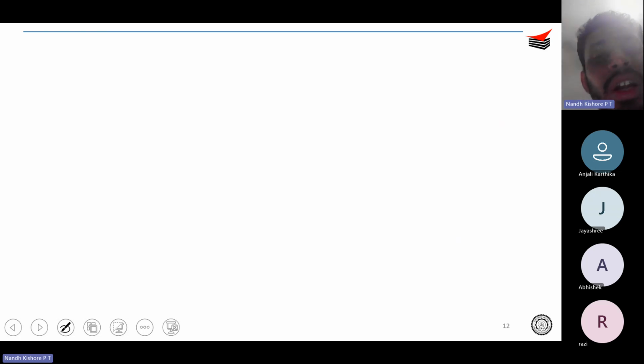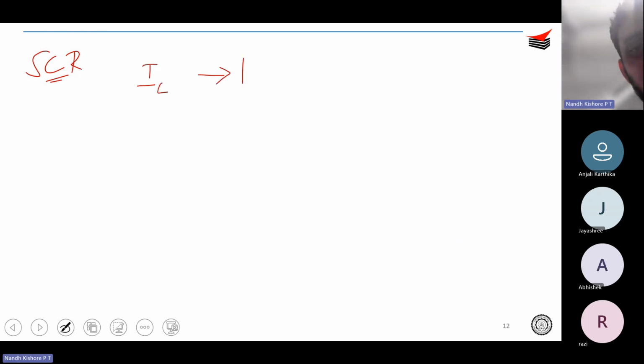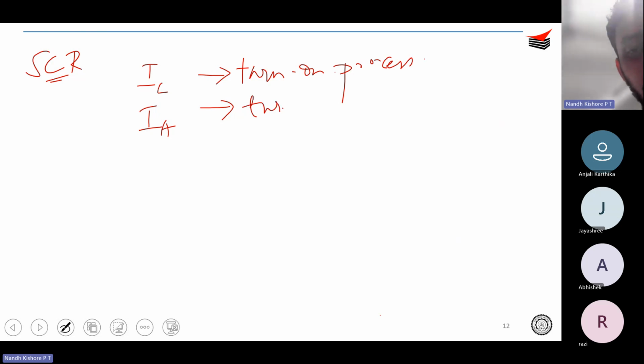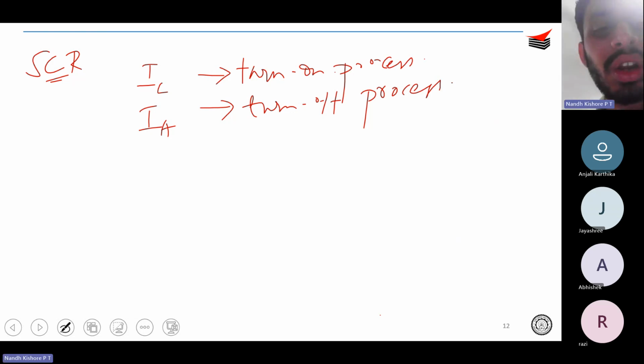Okay, and what is the holding current? Holding current is related to the turn off process. So if I write it for SCR, IL or the latching current is related to the turn on process, and IH or the holding current is related to the turn off process. So before turning off the SCR, you need to ensure that the SCR current reduces below the holding current. Only then you apply a negative voltage to turn off the SCR.